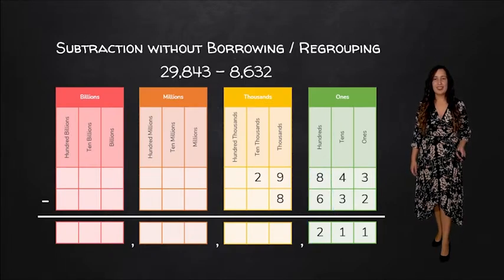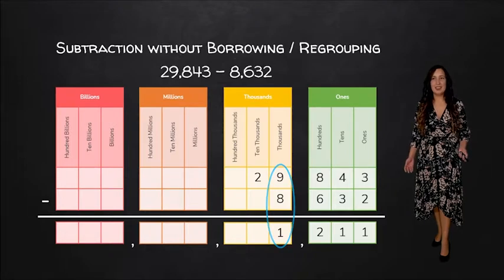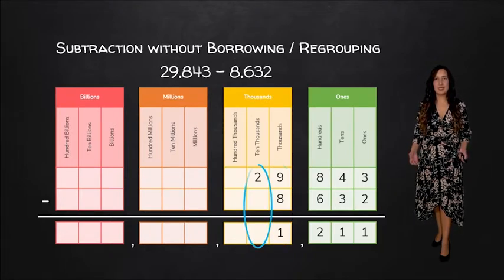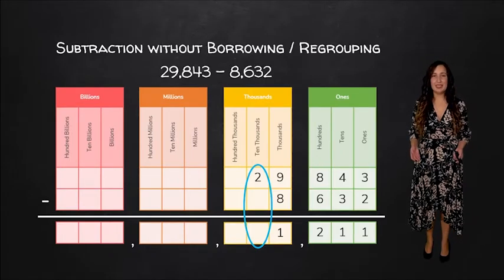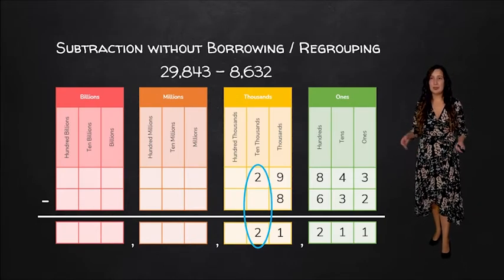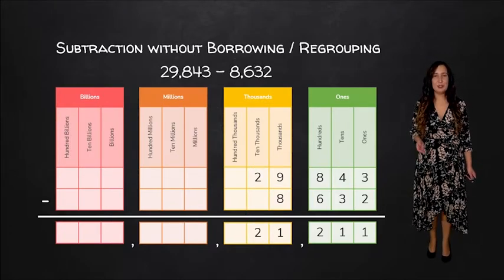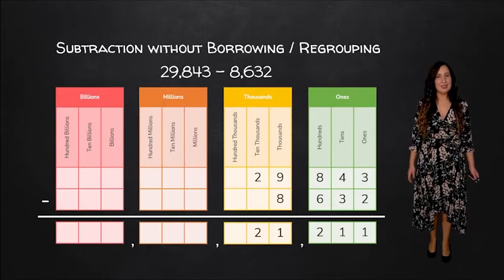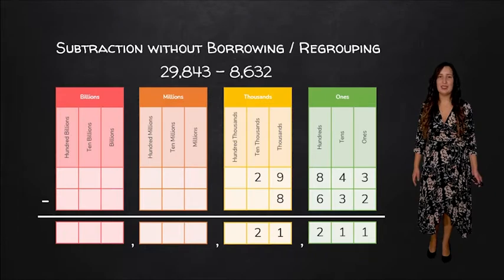Then moving on to our thousands, we have 9 minus 8. And 9 minus 8 is equal to 1. And then finally, moving on to our 10,000s place value, we have 2 minus nothing. Now, if you'd like to add a 0 there to make it easier, you definitely can, but you do not have to, because 2 minus nothing is simply equal to 2. Alright? So 29,843 minus 8,632 is equal to 21,211.